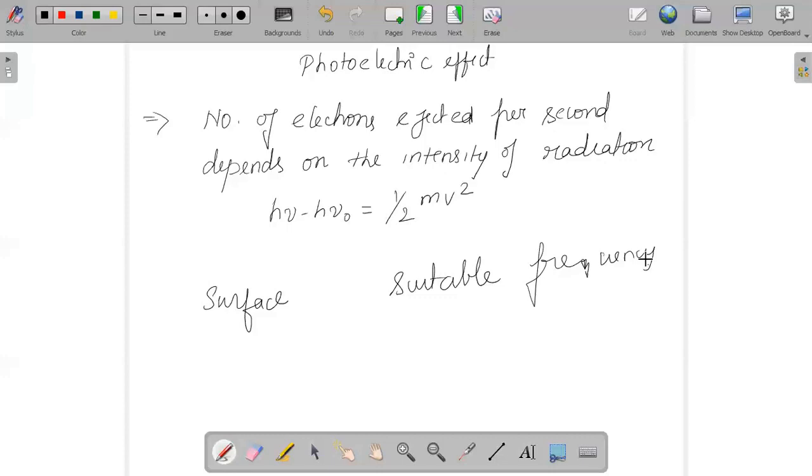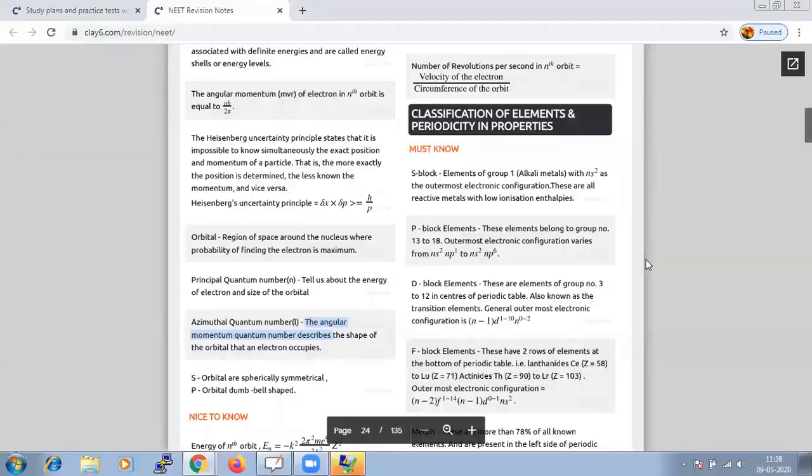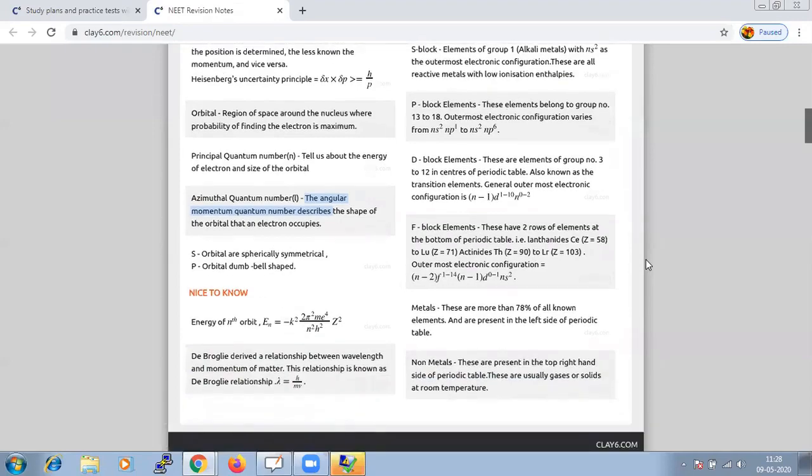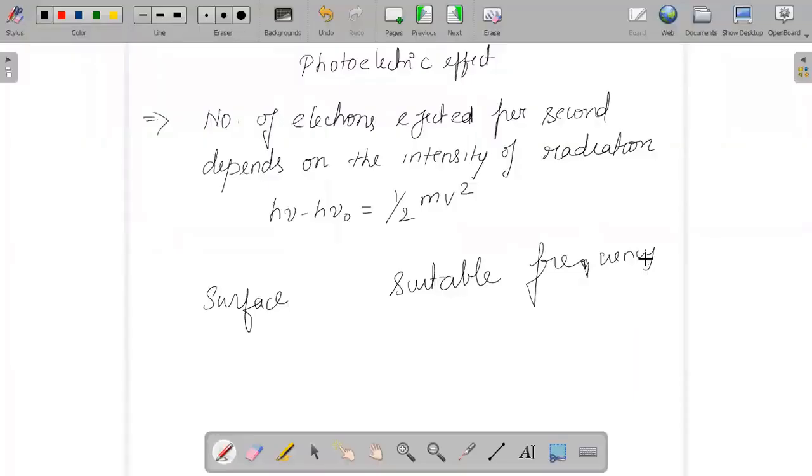The minimum frequency which you will require for ejection of electrons is nothing but your threshold. That term you call as your threshold frequency. So that is the minimum frequency which we require for ejection of electrons, and we say that term as your threshold frequency.